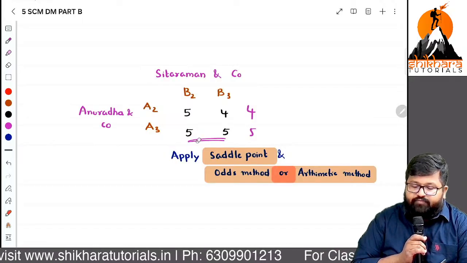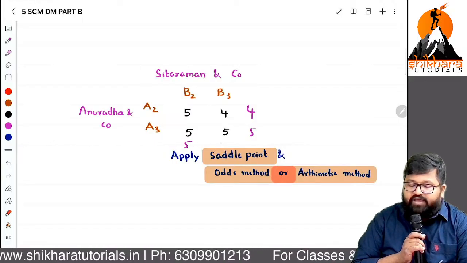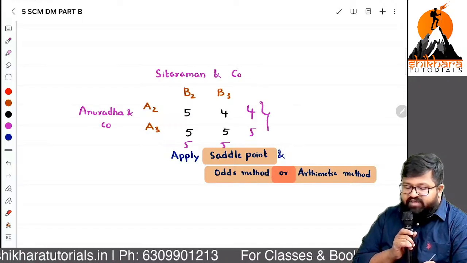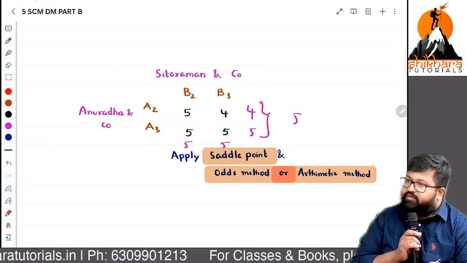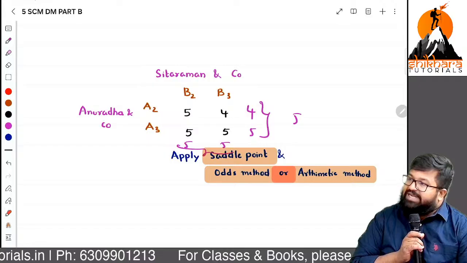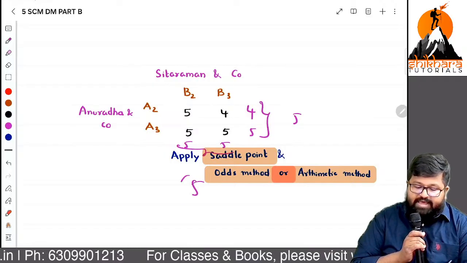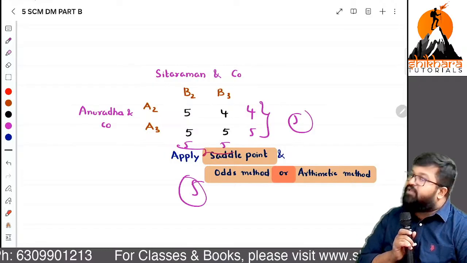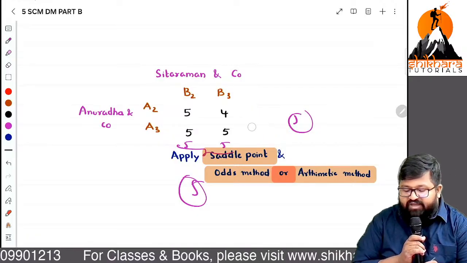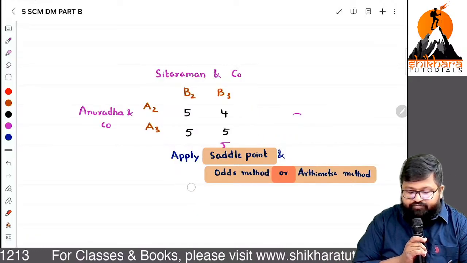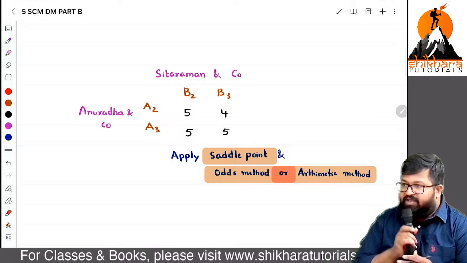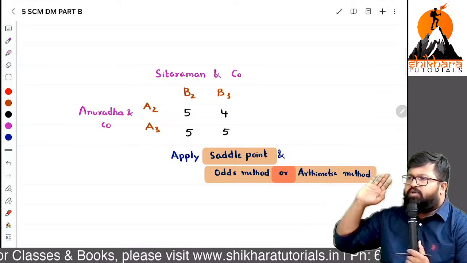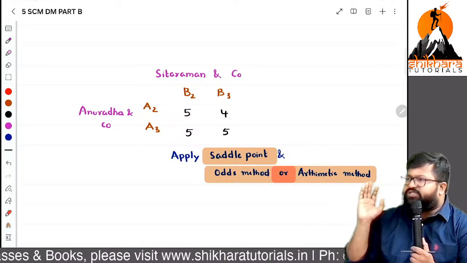Next, here, highest 5, highest 5. Of these, what do you take? 5. Of this, what have you taken? Least, or same number, 5. As minimax is equal to maximin, it is a saddle point and we reached the optimum. We did not need the odds method. If not equal, only then go with the odds method.